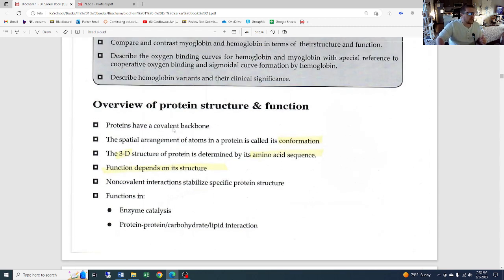First of all, proteins have a covalent backbone. So what does that mean? If you remember, we're talking about our covalent bonds, right?